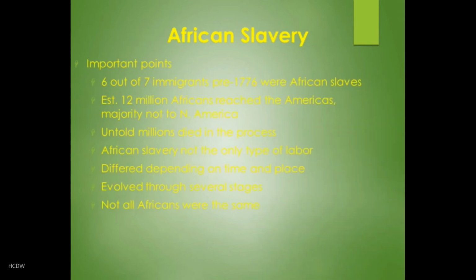So those previous slides give us some indication why the English may have been drawn to African slavery as a practice. So let's talk about just some overall important points to keep in mind as we begin discussing slavery more specifically. So first of all, bear in mind that 6 out of 7 immigrants who came to the Americas before the American Revolution were African slaves. And I would also point out that the majority of those did not come to the North American colonies, which we're going to talk about more in just a moment.